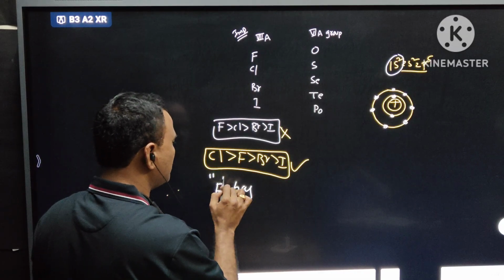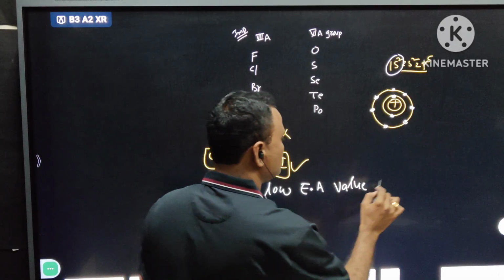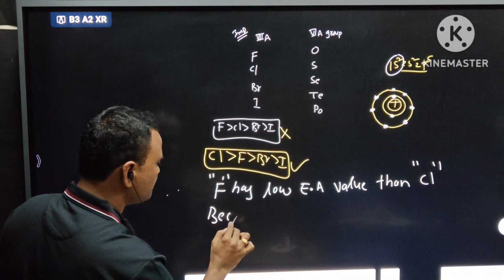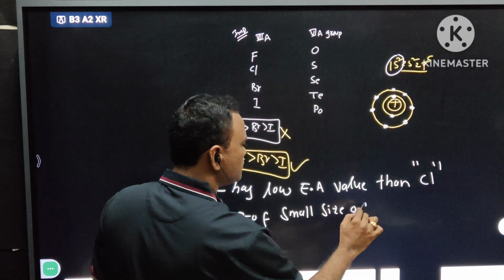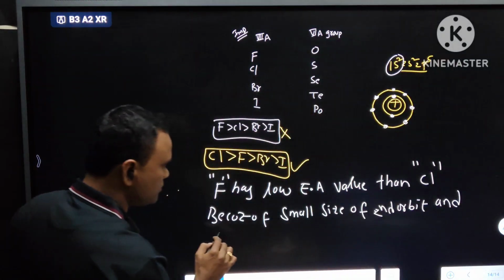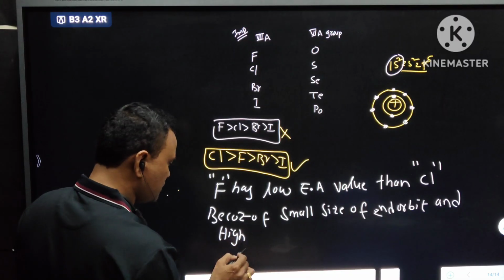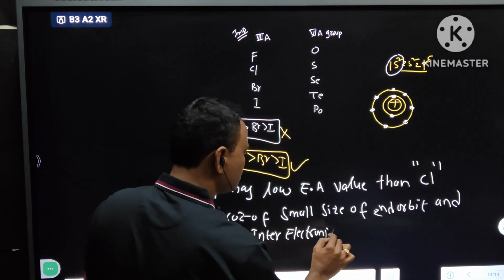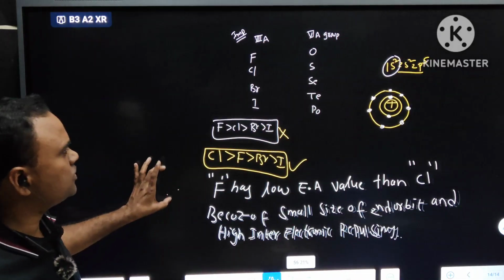Fluorine has low electron affinity value than chlorine because of the small size of the second orbit and high inter-electronic repulsions. The reason is very important. Okay, clear?